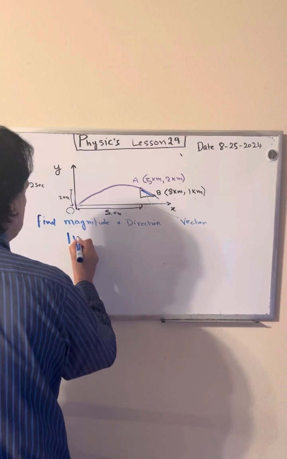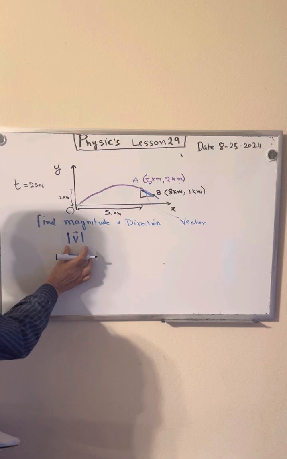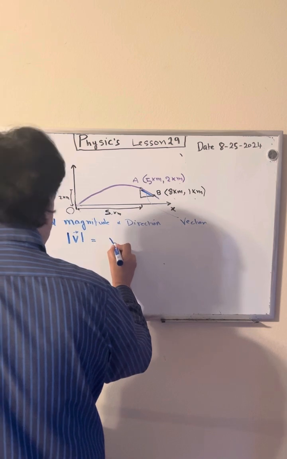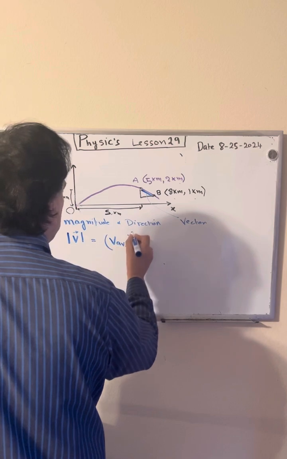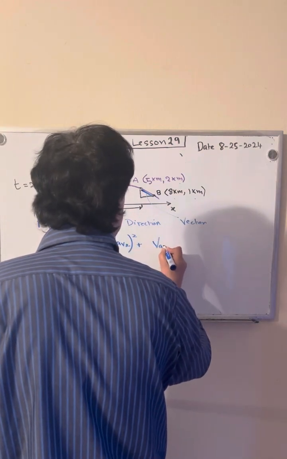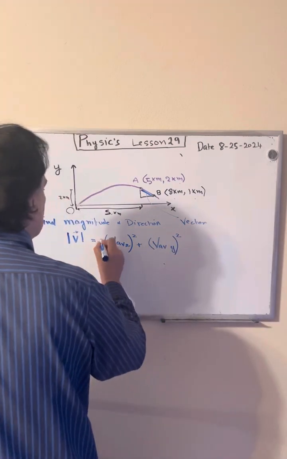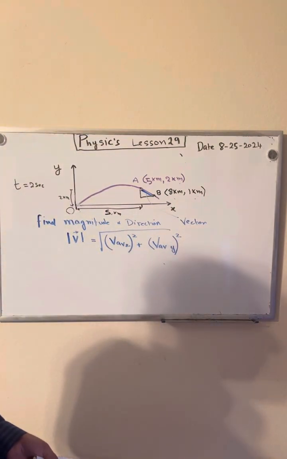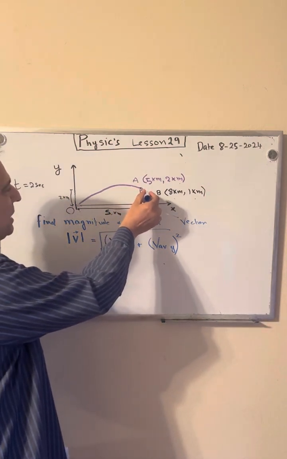Magnitude V. I have these two bars because magnitude is absolute value and we want that in positive, is equal to the square root of V average along x squared plus V average along y-axis squared. All right. Basically, I'm using Pythagoras theorem. Okay. This is basically, if you think of it, hypotenuse square.